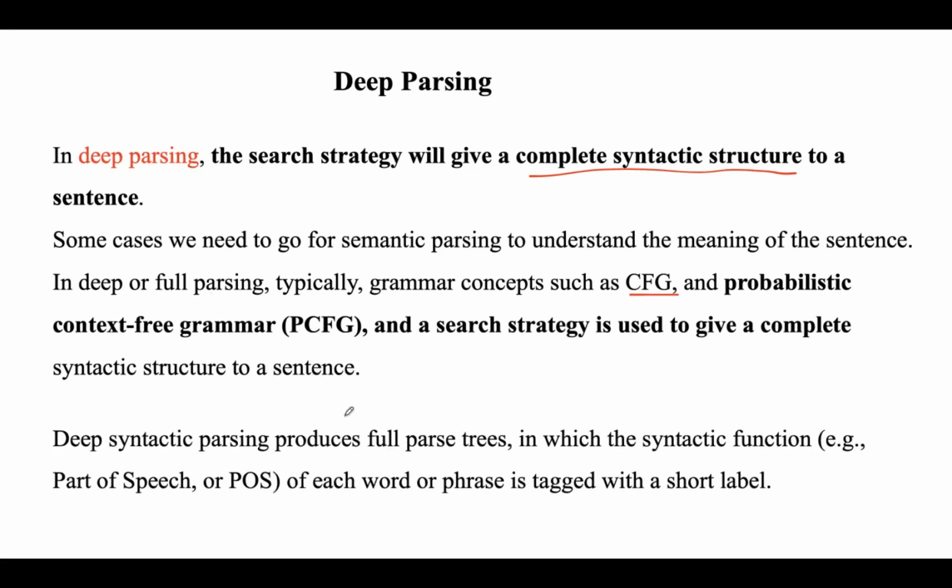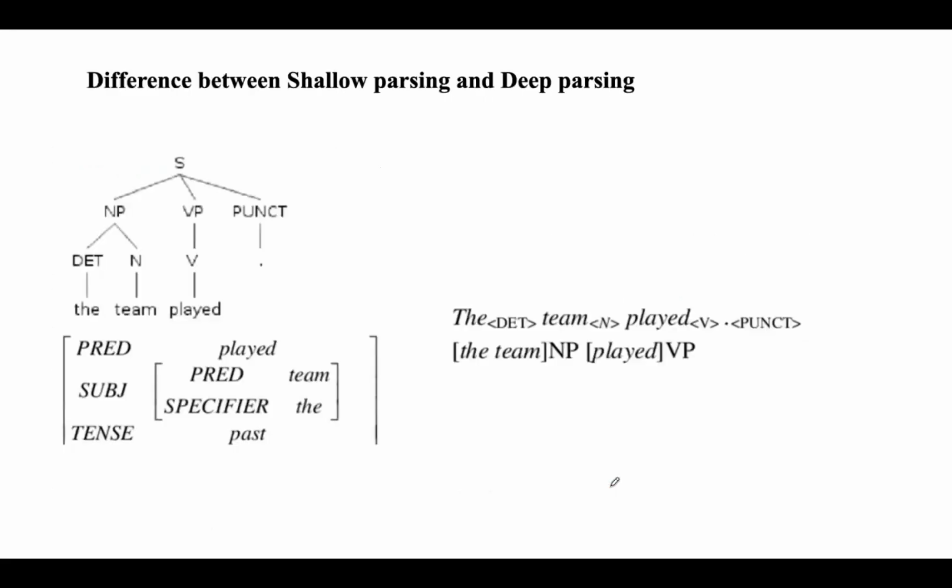And deep parsing produces full parse trees where the syntactic function, like part of speech tagging, is given for each word or phrase. So the syntactic function of each word or phrase is tagged with a short label. We'll be assigning labels to words or phrases in the sentence. So how are the labels assigned? If it is a noun phrase, we can assign NP. If it is a verb phrase, VP. Like that, a short label will be assigned to words or phrases.